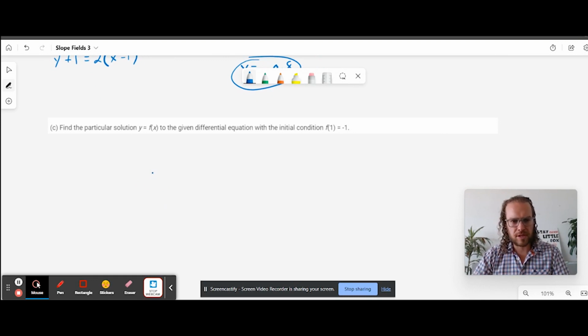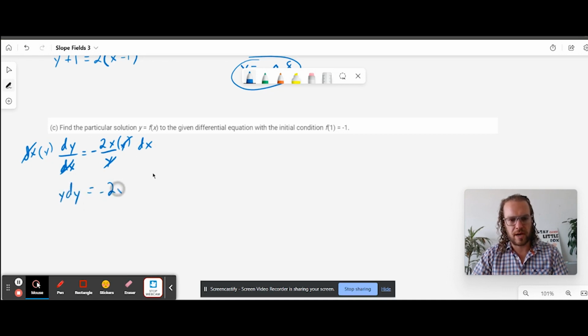So this is where we take our original differential equation, dy over dx, which was equal to negative 2x over y. And again, we need to separate this, get our y's, dy's together, our x's, dx's together. So we're going to multiply both sides by y, because that'll move that y over. And then, of course, we need to multiply both sides by dx, because that'll get all our x's together. So we're going to get y dy is equal to negative 2x dx. Once we've got that, we can integrate them. These are pretty simple to integrate.